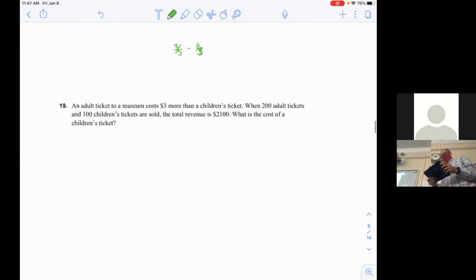An adult ticket to a museum costs $3 more than a child's ticket. When 200 adult tickets and 100 child tickets are sold, the total resulting revenue is $2,100. What is the cost of a child's ticket? All right. So we're going to let the adult ticket be X. We're going to let the children's ticket be Y.